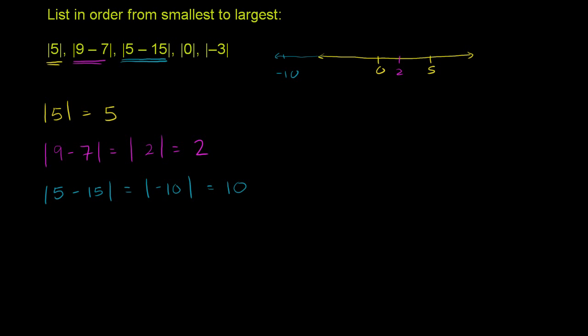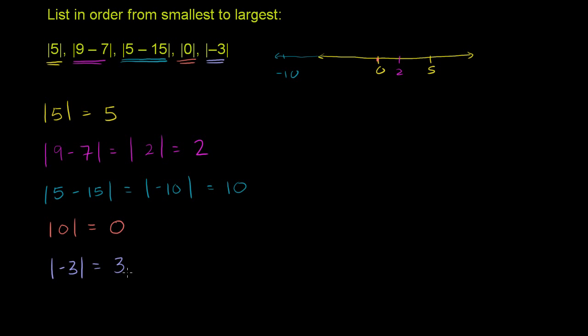Then we have the absolute value of 0. Well, 0 is just 0 away from the number line. Absolute value of 0 is just 0. That's just right there. It has no distance from the origin. And then finally, we have the absolute value of negative 3. That's 3 to the left of 0, or you can just think of it as getting rid of this negative sign. So it is equal to 3.